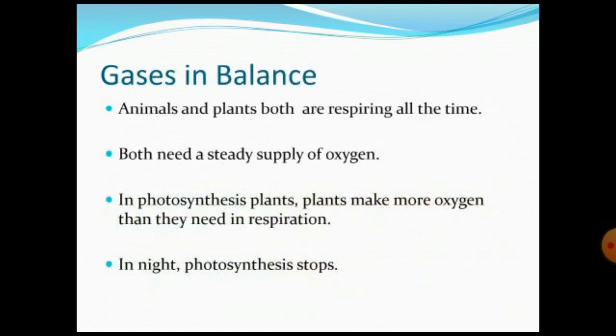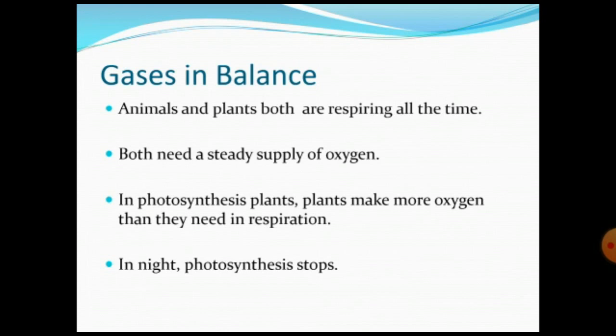One of the most important things now: gases in balance. Plants are continuously taking in carbon dioxide and releasing oxygen in the process of photosynthesis. But on the other hand, they are taking oxygen in and getting rid of carbon dioxide. So, what happens to the percentage of these two gases in the air? Because all living things are continuously respiring, the balance of these gases should be maintained in the air.